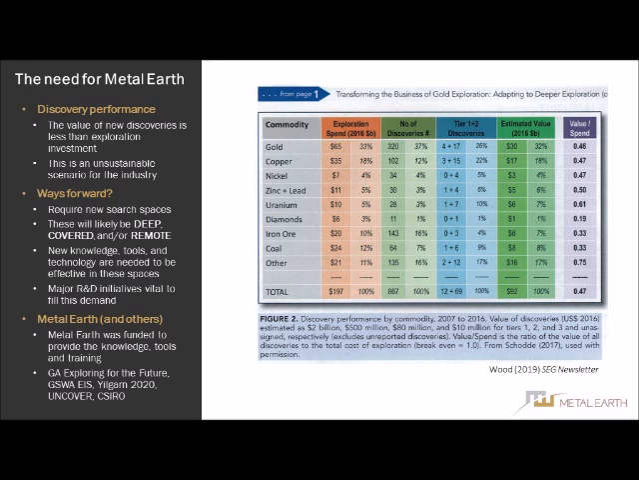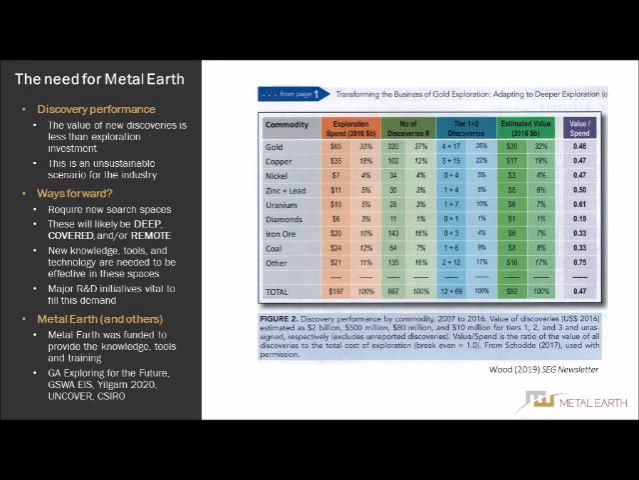So what kind of ways can we address that, really? We can look in new search spaces. So a lot of these are going to be deep, they'll be covered, and/or they'll be remote. So how can we build new tools and technology for that? We're going to need new tools and technology. How are we going to do that? So major R&D initiatives are important to fill this demand. So Metal Earth and others is obviously designed to do that and provide that information.